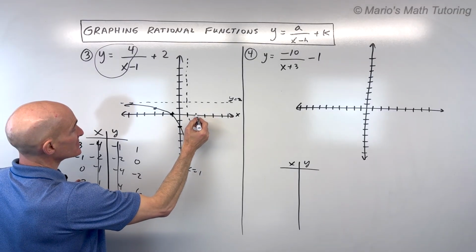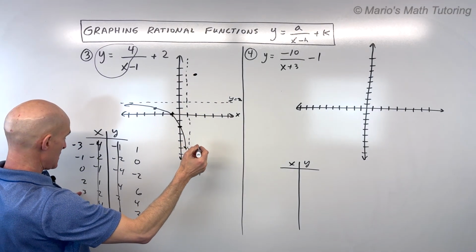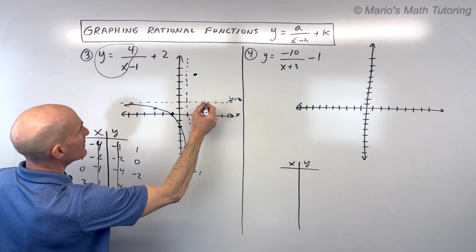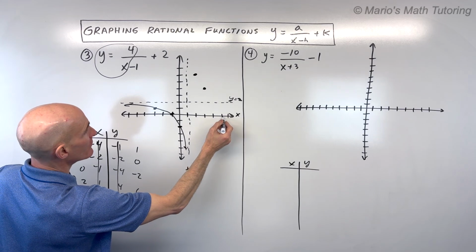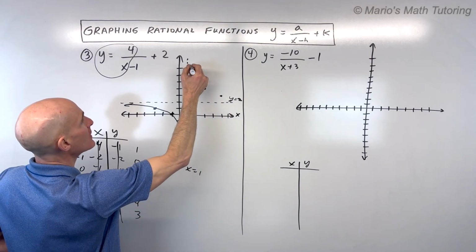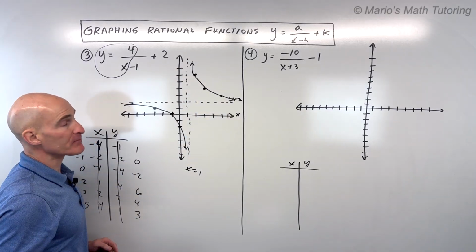2, 6 would put us at, let's see, 3, 4, 5, 6, right about here. 3, 4 would put us right about here. And 5, 3 would put us right about here. So there's the other branch of our hyperbola, and you've got your graph.